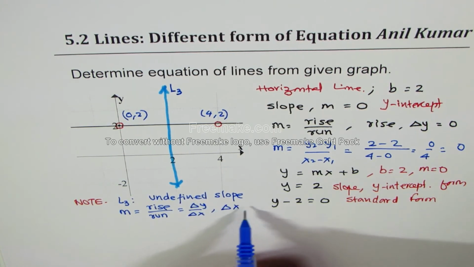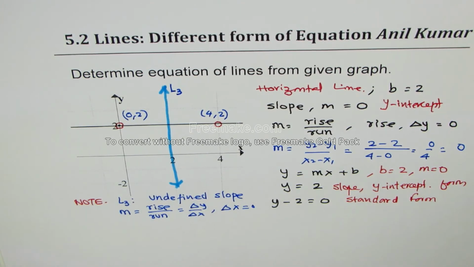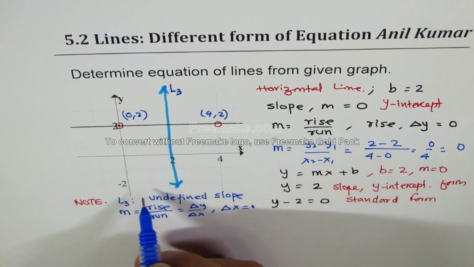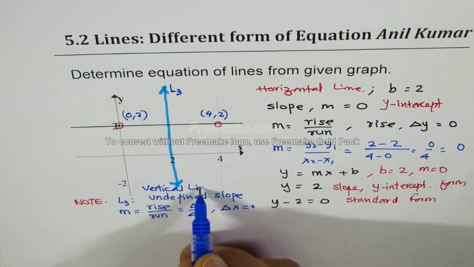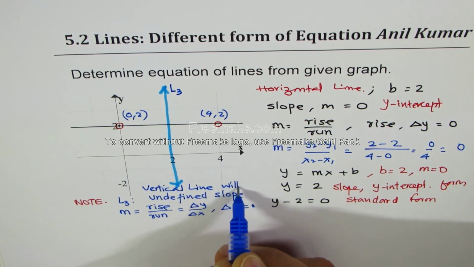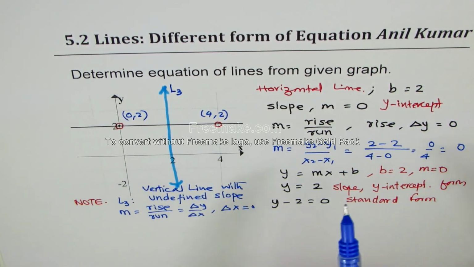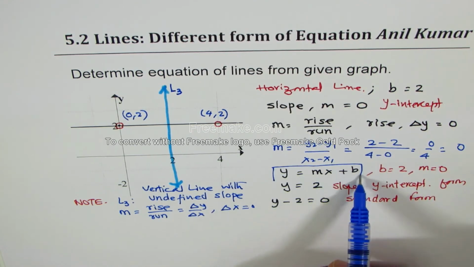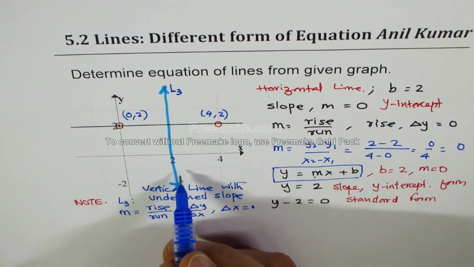In this case, delta x is 0. So it is not moving horizontally. So division by 0 is not possible. So it's called undefined. A vertical line. So this is a vertical line with undefined slope. So what can be the equation? Definitely, we cannot write equation of this line in the form of y equals to mx plus b since m is undefined. So how do we write this equation?